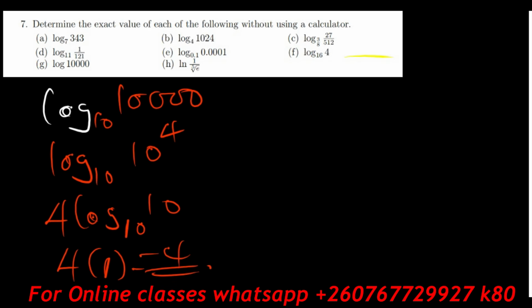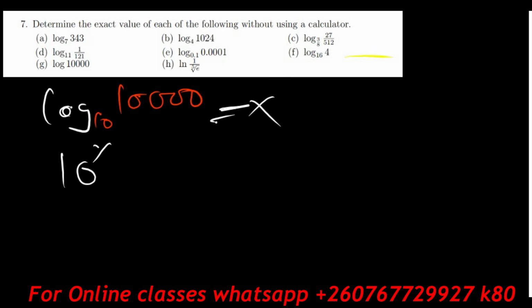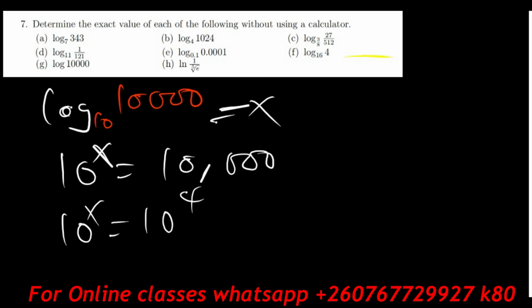But if you want, you can also equate it equal to x and solve the value of x, where you say this is equal to x. So it's going to be 10 raised to the power x is equal to 10,000. I make the bases the same, so it's going to be 10 raised to the power 4, the bases will cancel, x will be equal to 4, meaning the exact value is 4. Okay, so we have the last one.